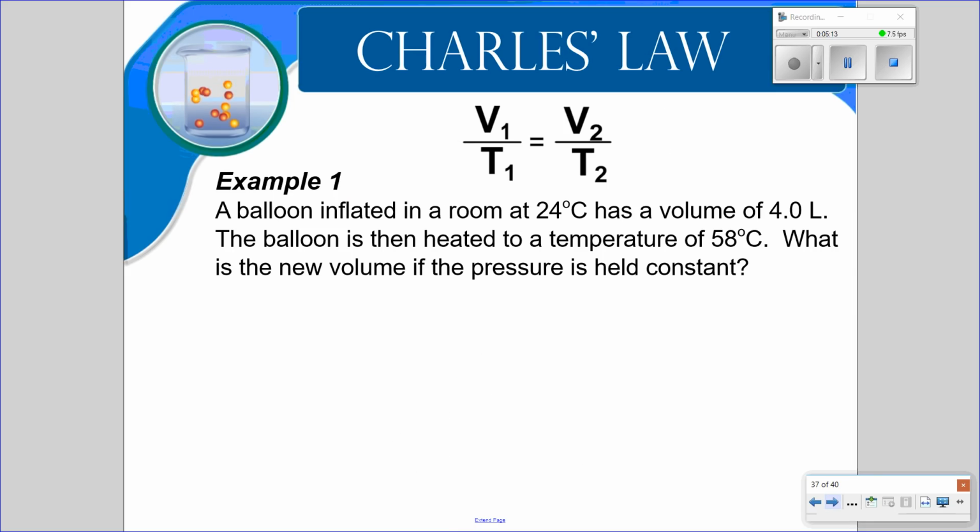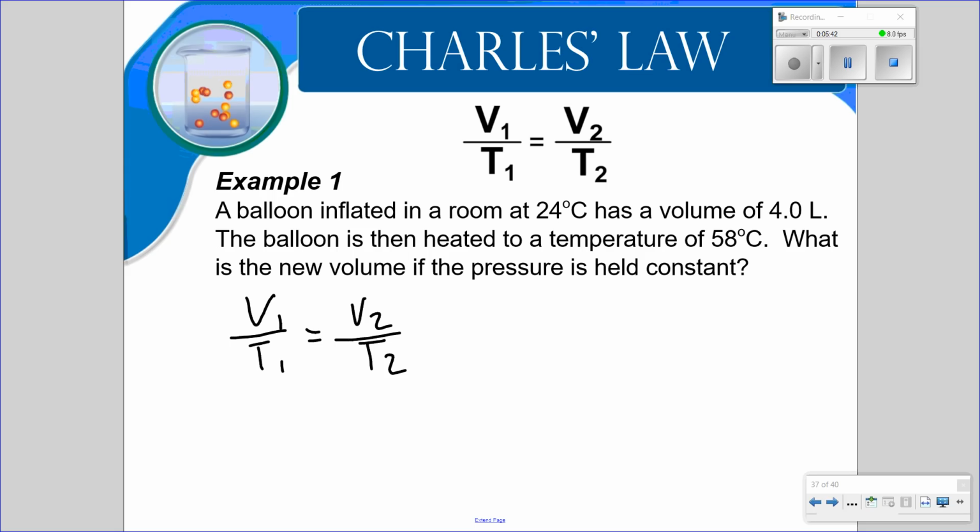So working a problem with Charles's law: a balloon inflated in a room at 24 degrees Celsius has a volume of 4.0 liters. The balloon is then heated to a temperature of 58 degrees Celsius. What is the new volume if the pressure is held constant? I'm going to go ahead and solve this problem using my V1 over T1 equals V2 over T2.